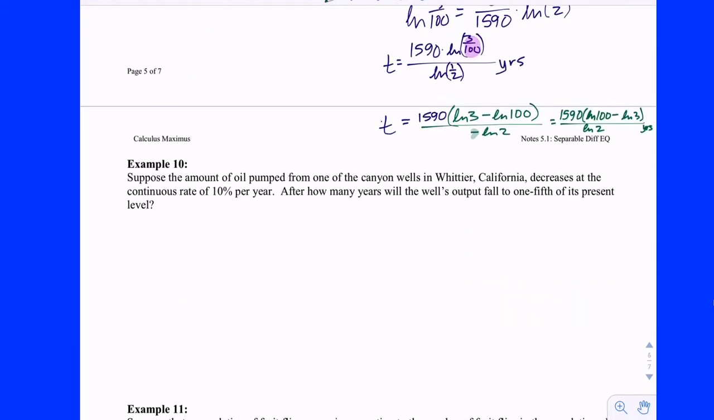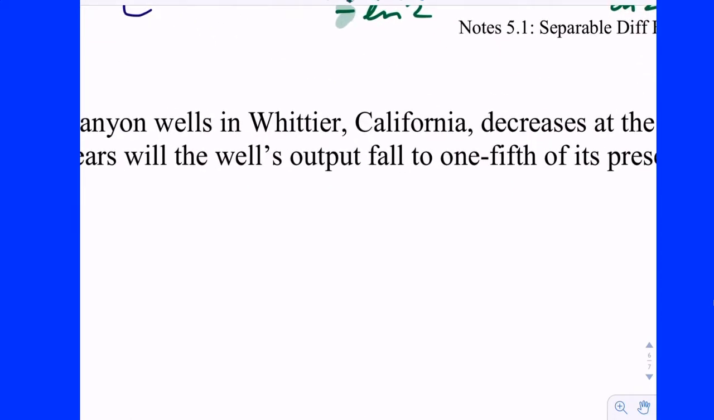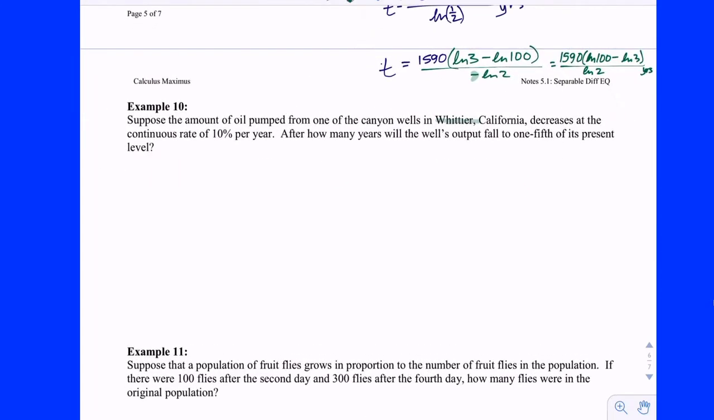Suppose that the amount of oil pumped from one of the canyon wells in Whittier, California, decreases at a continuous rate of 10% per year. After how many years will the well's output fall to 1/5 of its present level? Again, more of a pre-cal problem than a calculus problem, but exponential nonetheless. How do we know it's exponential?